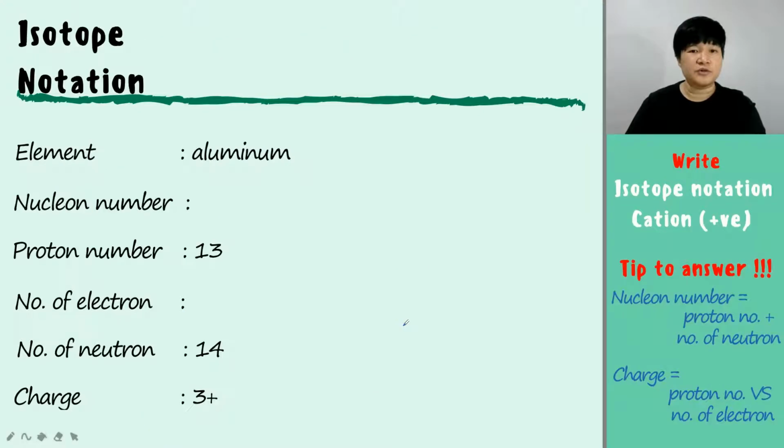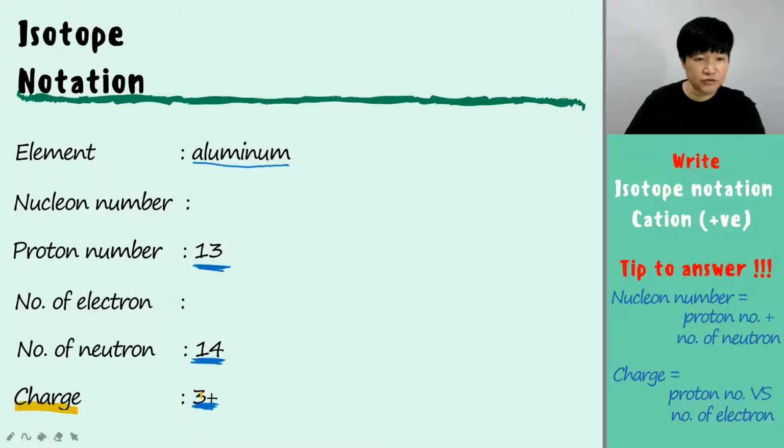Okay, let's go into examples. I have my element right now as aluminium. My proton number is 13. My number of neutrons is 14. My charge is 3 positive.